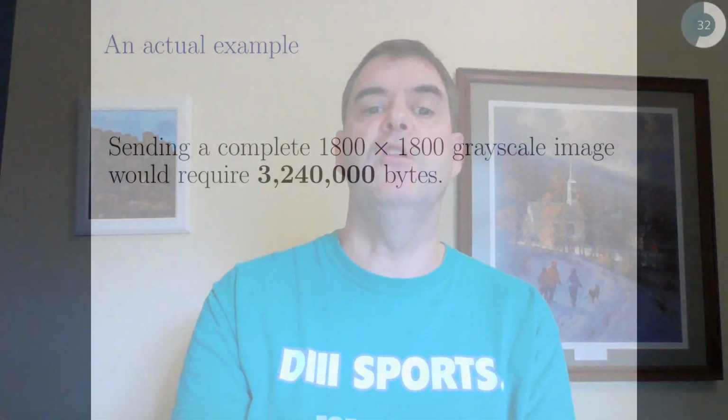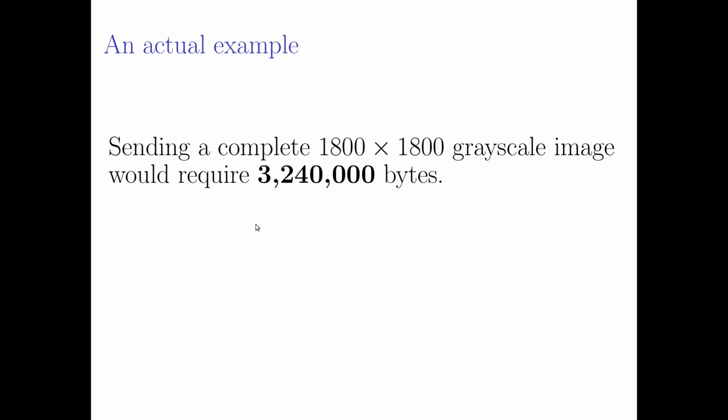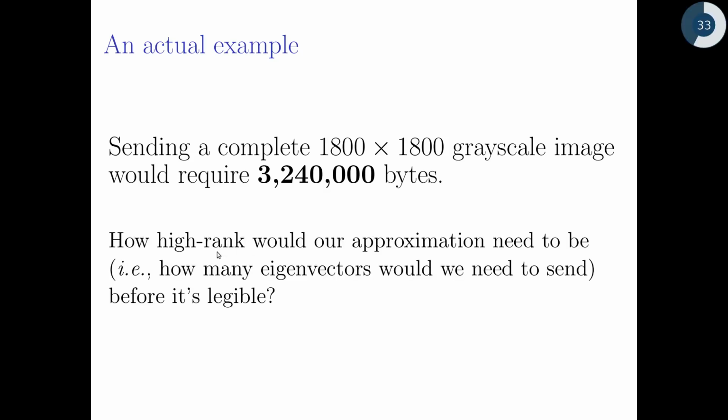Okay. In fact, let's look at this as an actual example, right? So let's say we have an 1800 by 1800 image. If you work out the math, this takes 3 megabytes if we wanted to send the entire thing. So this is one frame of a movie that you're watching. It would take 3 megabytes. What we want to ask is, how much would we have to include? How many eigenvectors would we have to throw into the soup before you, as a reader or as a viewer, can tell what it is?